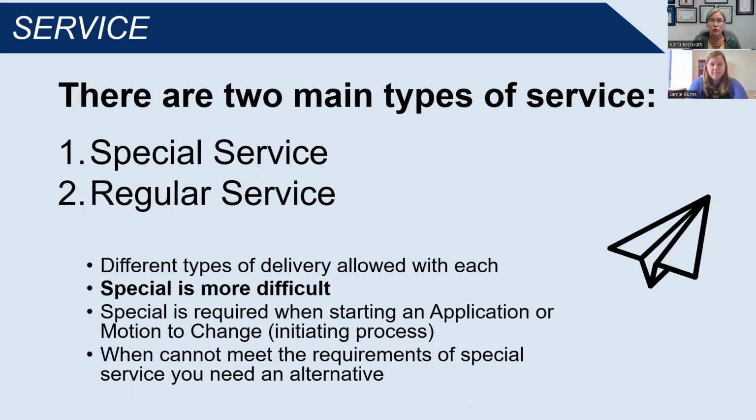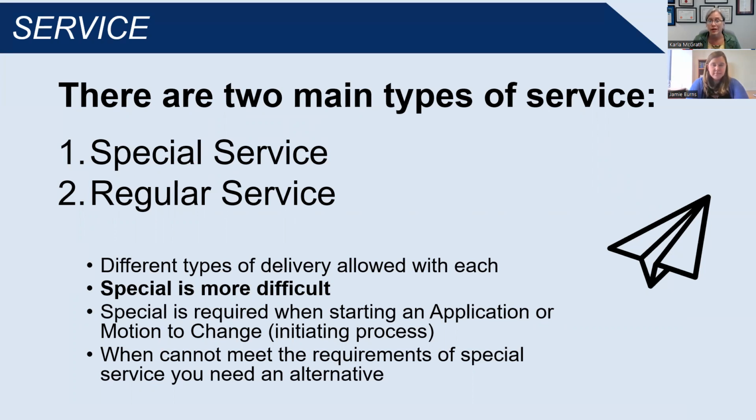In this case, Family Law Rule 6 is the governing regulation. Under Family Law Rule 6, there are two main types of service. They are special service and regular service. And these two are different. There are different types of delivery that are allowed under Family Law Rule 6 to meet the requirements of special service or regular service. And special service is a higher level of service.